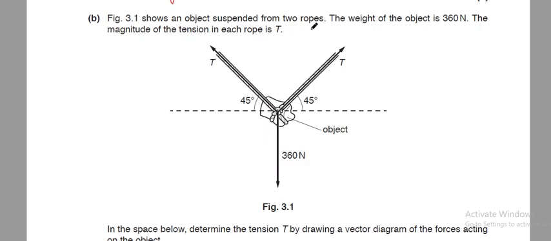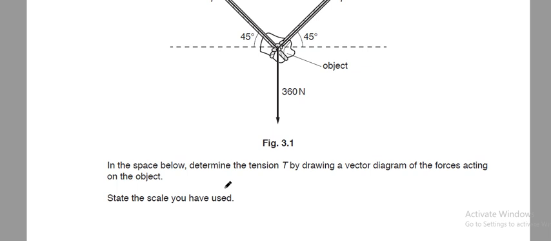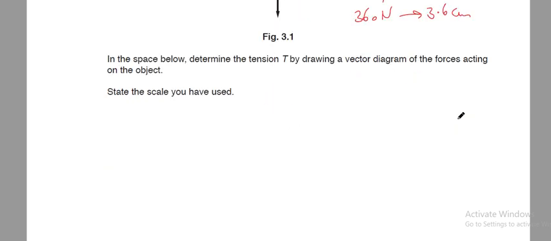An object is suspended from two ropes. The weight of the object is 360 Newton. The magnitude of the tension in each rope is T. In the space below, determine T by drawing the vector diagram of forces. State the scale you have used. I will choose 100 Newton to be represented by 1 centimeter, so 360 Newton can be represented by 3.6 centimeter, and I will draw the vector diagram like this.